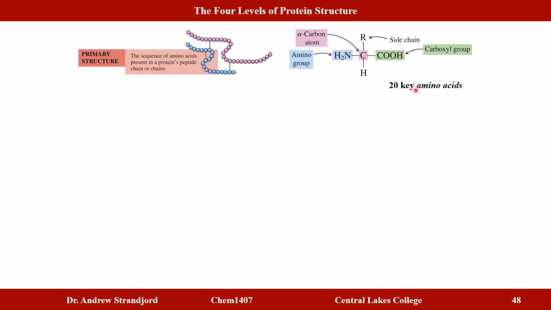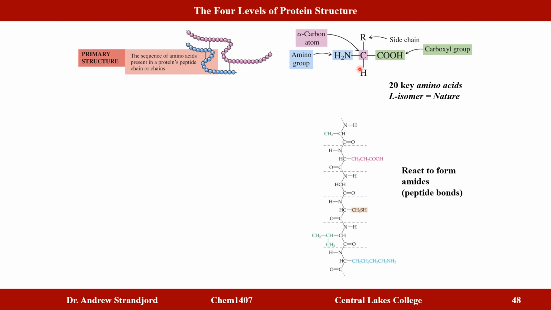There are typically just 20 different R groups that make up 20 different key amino acids in living organisms like humans. All of these amino acids are the L isomer because that is a chiral carbon, meaning it's got 4 different things attached to it. There is a D stereoisomer also, and that has to be synthetically made. If we look at those amino acids that come together, they react to form an amide bond between them, often referred to as a peptide bond or a peptide linkage.